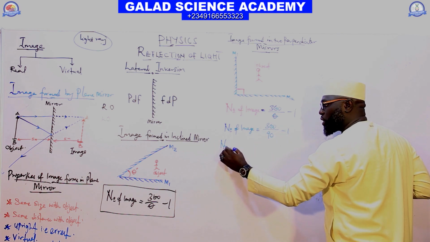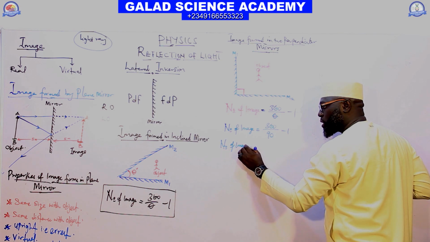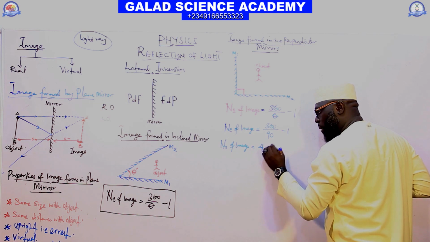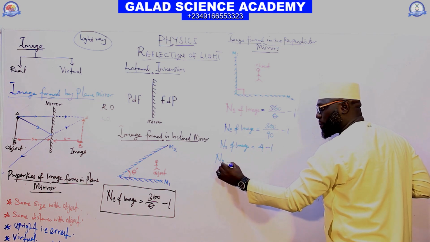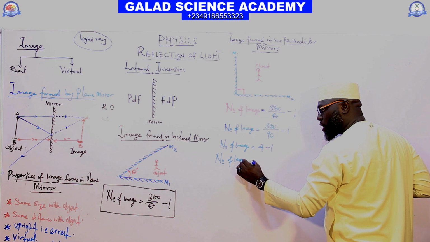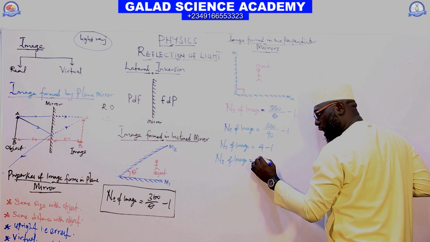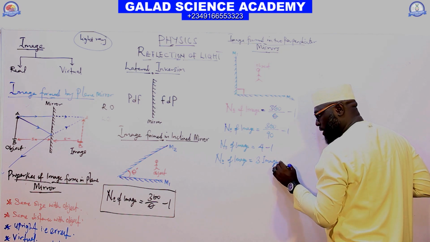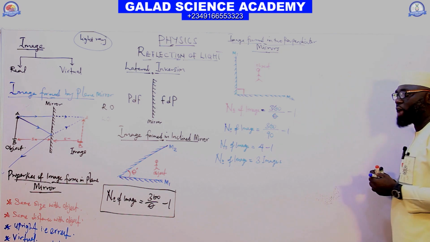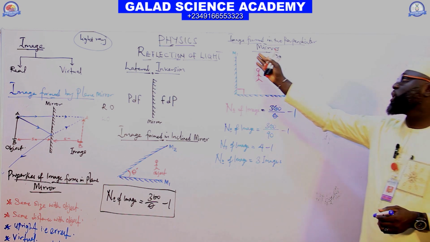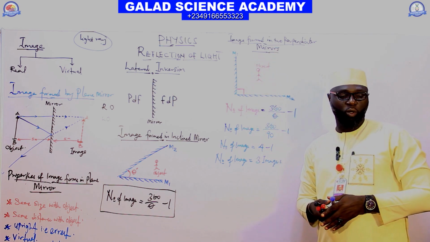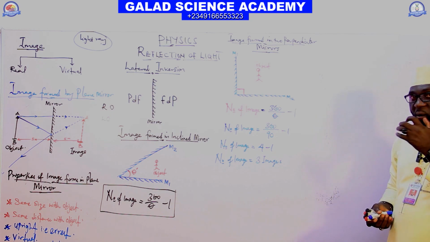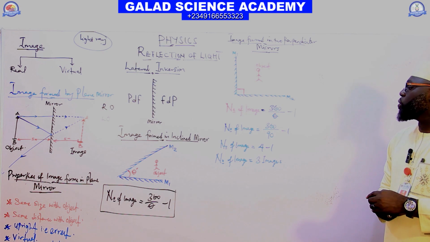The number of images formed: divide it to give you 4 minus 1. You will have the number of images formed as 3 images. So whenever you are given that two mirrors are perpendicular with each other, the number of images formed in them is 3.